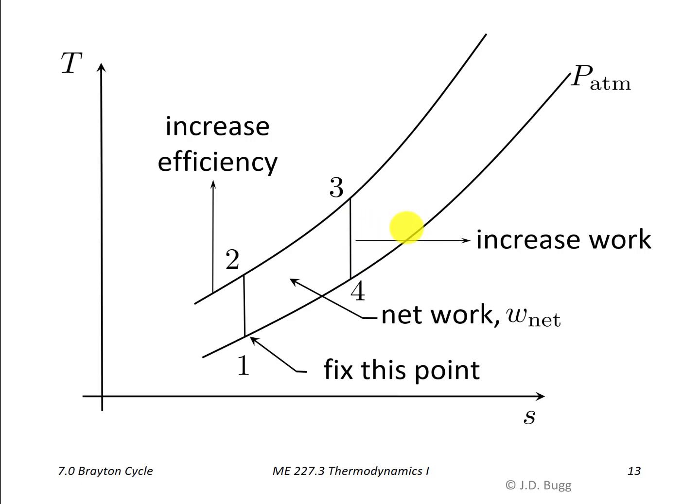Notice it's not going to do anything to the efficiency because the efficiency only depends on where this pressure is. So moving that to the right increases the work output. Well, how do we move that to the right? Well, we add more heat in the combustion chamber or in the high pressure heat exchanger. So we just continue adding more heat. Instead of stopping here, we move point 3 further and further up this line by adding more and more heat at the heat input heat exchanger.